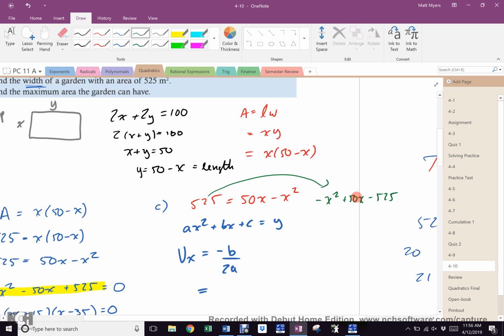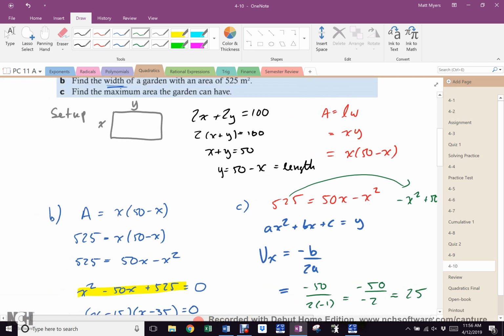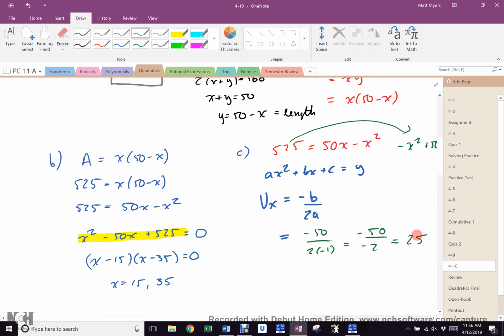Everybody cool? So it's going to be negative 50 over what? 2 times negative 1, right? What's negative 50 over 2 times negative 1? Negative 2. So what will x equal? Positive 25. Now, do we know if we're right? Can anybody think of a way, with the work we have on this page, to let us know if that is right?